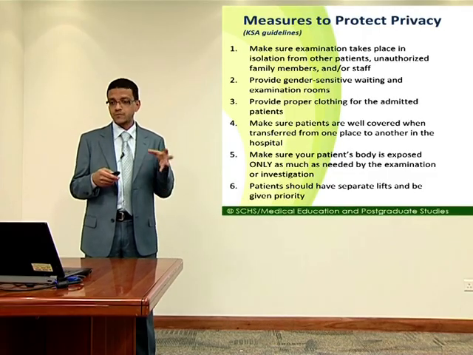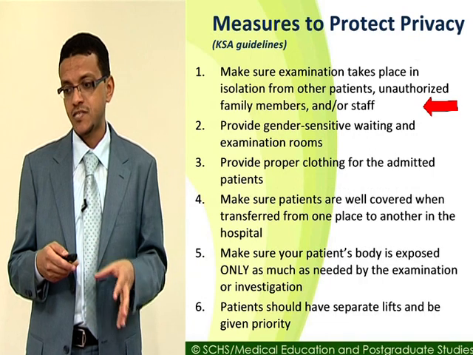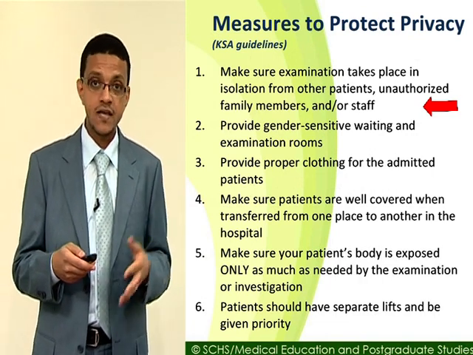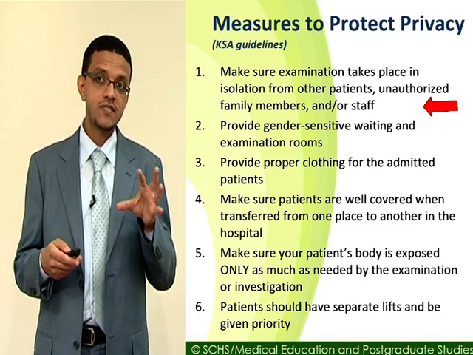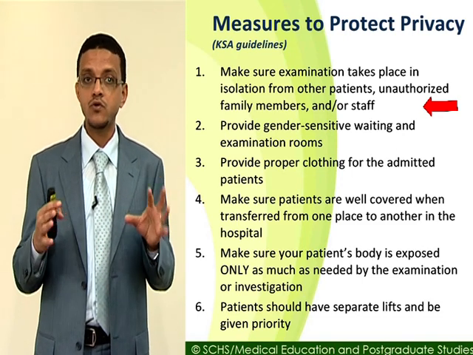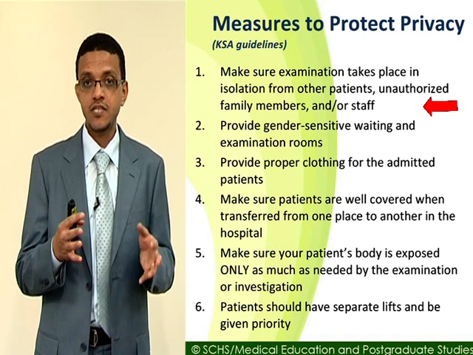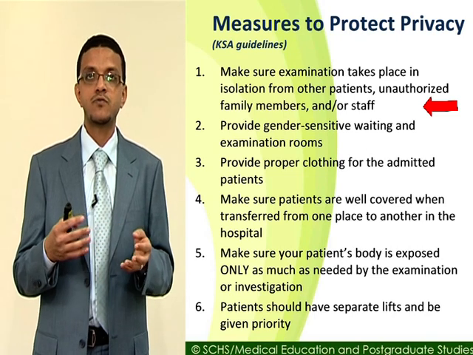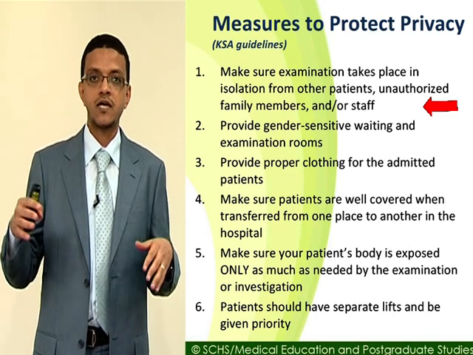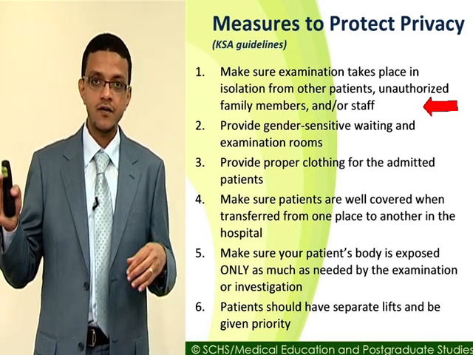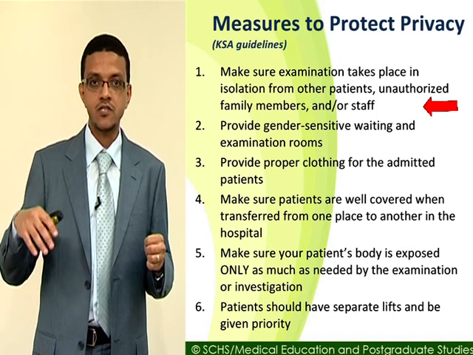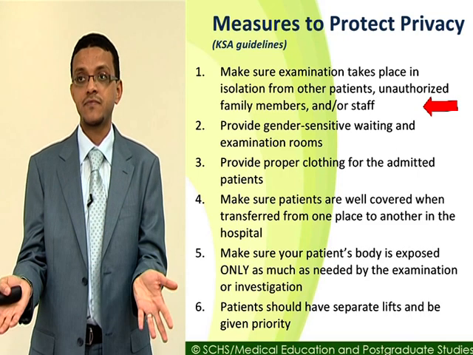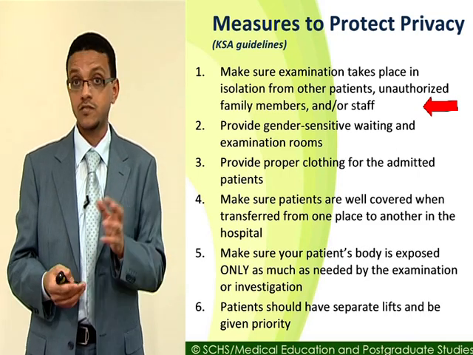Here in Saudi Arabia, first of all, you need to make sure that examination takes place in isolation from other patients, unauthorized family members, and our staff. That is to say that you need to examine your patients in isolation. Only those who are relevant to the examination, needed for the examination, should be there. For instance, because the patient has his three sons and his wife and his relatives and his brothers, etc., because they are the family members, this does not grant them the right to come and attend the examination. This is not the case.